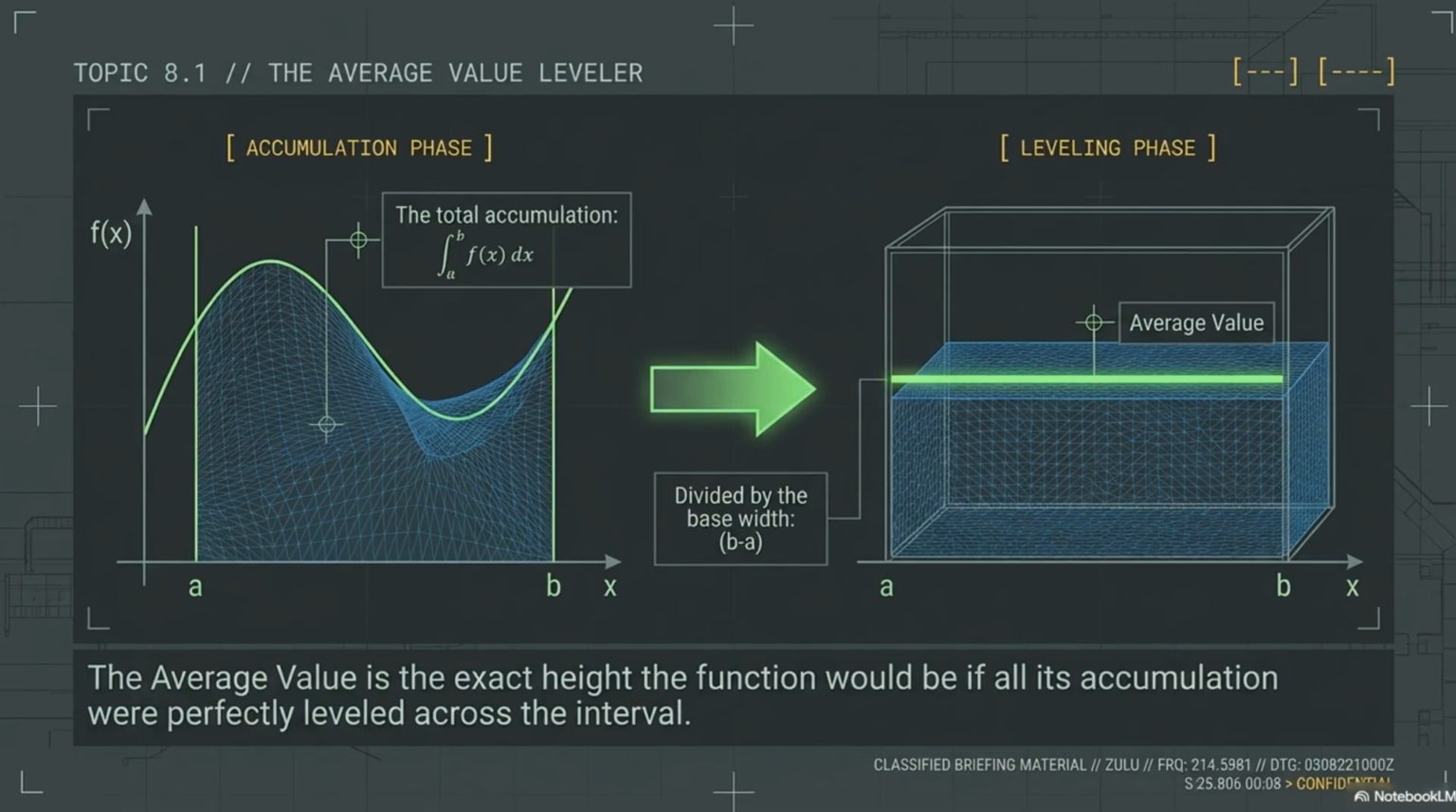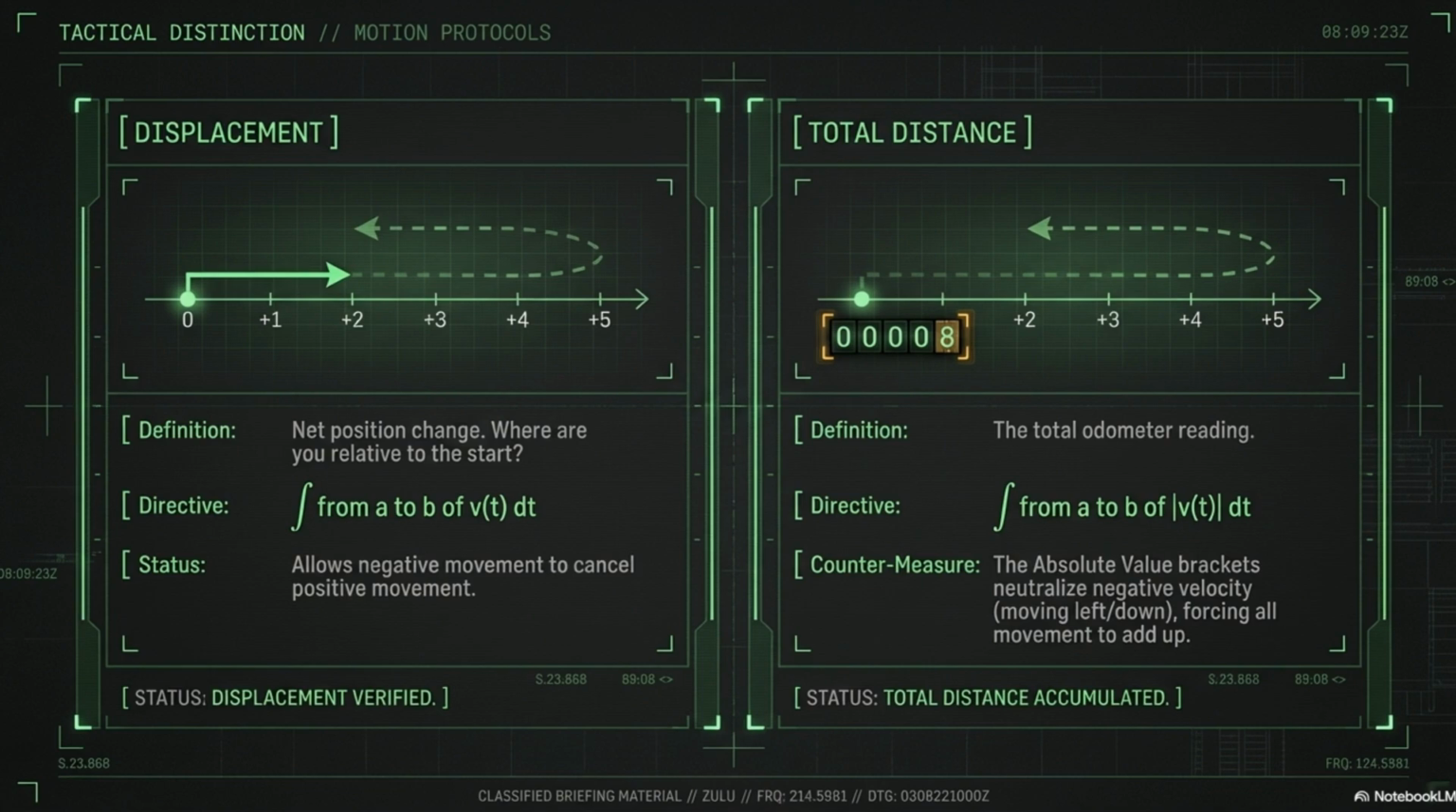For topic 8.1, we deploy the average value leveler. First, execute the accumulation phase by finding the total definite integral from a to b. Then, execute the leveling phase by dividing by the base width, b minus a. The resulting average value is the exact height the function would be if all its accumulation were perfectly leveled across the interval.